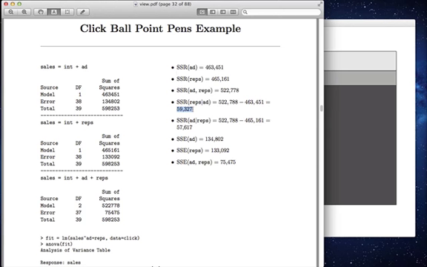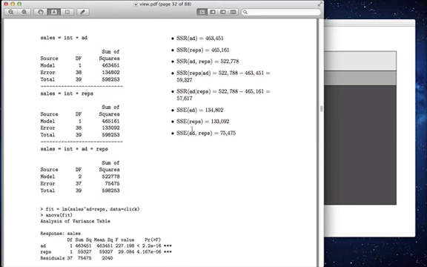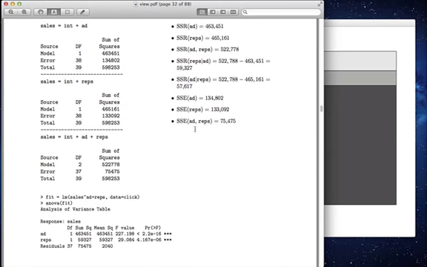Likewise, we could do the same if we wanted to know what you get by bringing ads into a model that already has reps in it. Just take the difference: 52,778 minus what you'd get with reps alone, which comes from this ANOVA table. You'll see that ads will bring an additional 57,617 of explaining. Now you can get these extra sums of squares in R with the anova command.